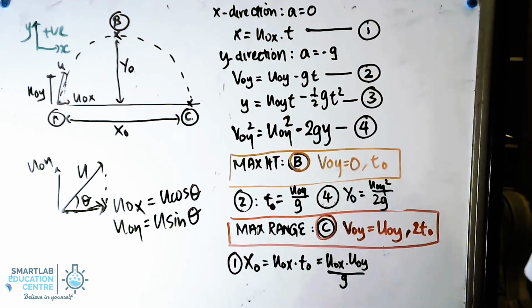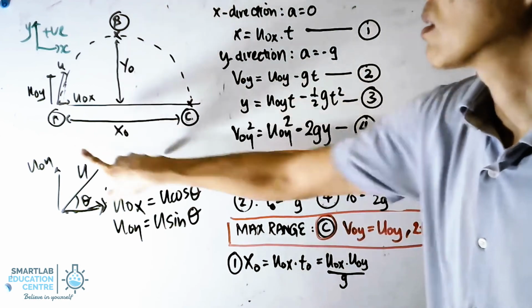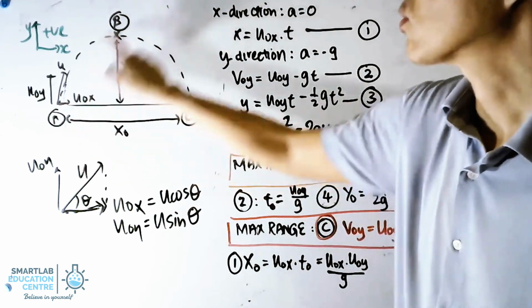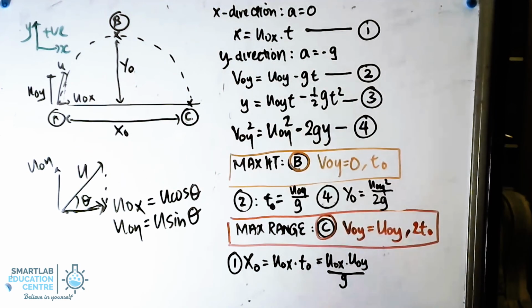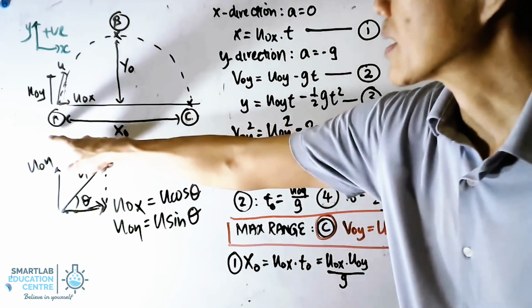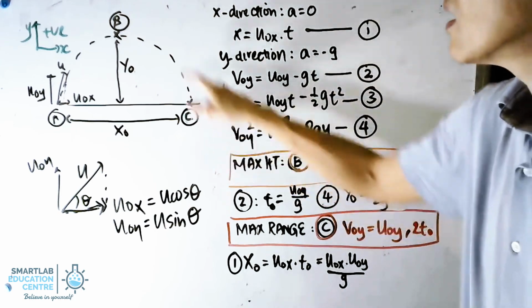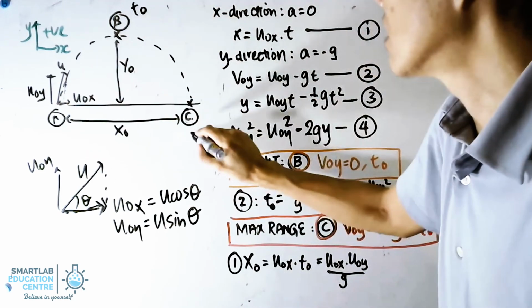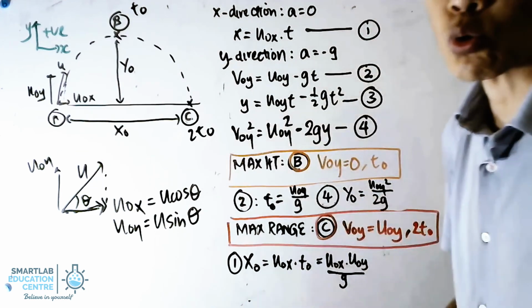In a lot of these questions, they will be asking you to calculate the y0 and the x0, or the time it takes for the ball to reach point B, or the time it takes to reach point C. A couple of things that we need to know: the time it takes for A to go up to B and B to go down to C must be the same. So if the time it takes for A to B is t0, then from A all the way down to C will be 2t0.